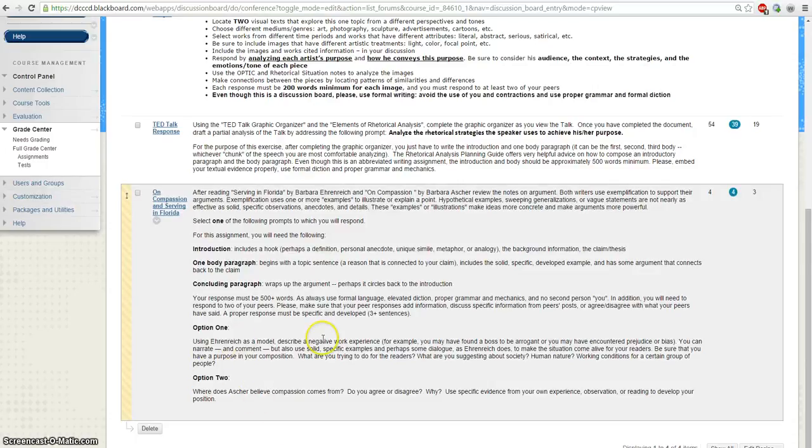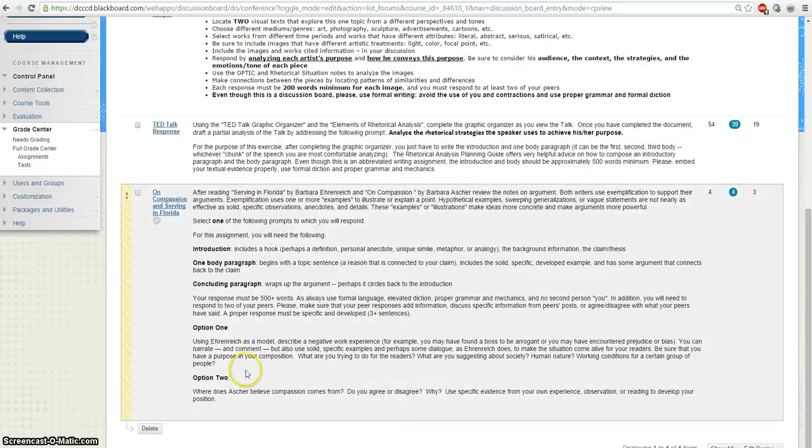And so here's your first option. Using Ehrenreich as a model, describe a negative work experience you may have had. Narrate and comment, but use solid specific examples and provide some dialogue. This is key. You're not just telling a story. You need to argue. Okay, what is your point you're trying to make? And so maybe your purpose is how critical bosses create bad employees. That's your purpose. And then you prove it from your own personal example.